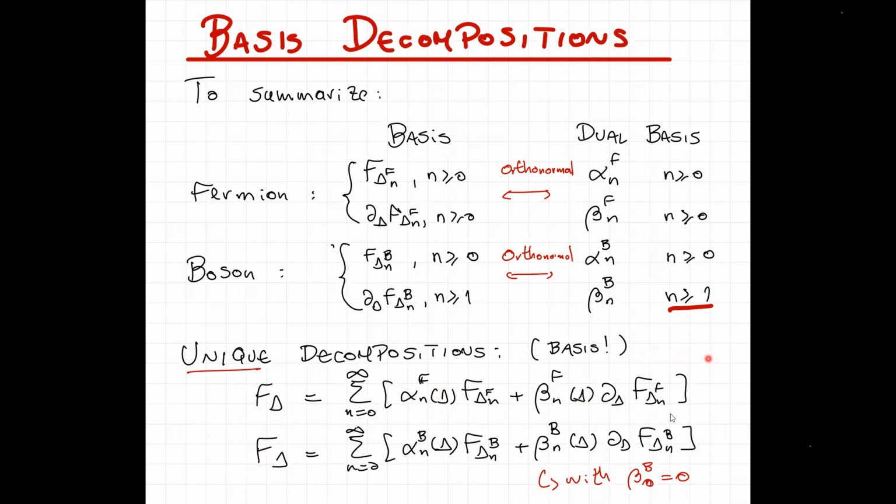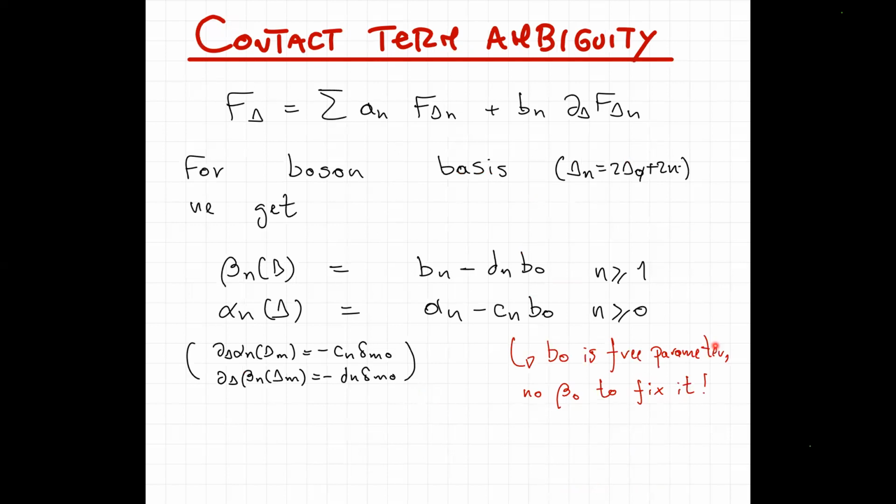Okay, so I should say that actually I didn't really prove that these equations are correct. What I've proved is that if an equation of this form exists, then there exist functionals which compute its coefficients correctly. So it's a subtle difference. But, okay, so now let us discuss this issue with the bosonic basis.